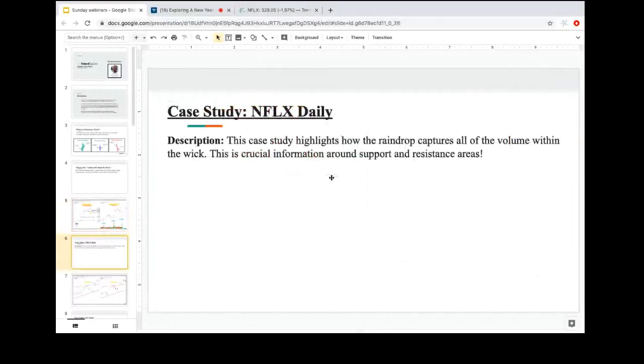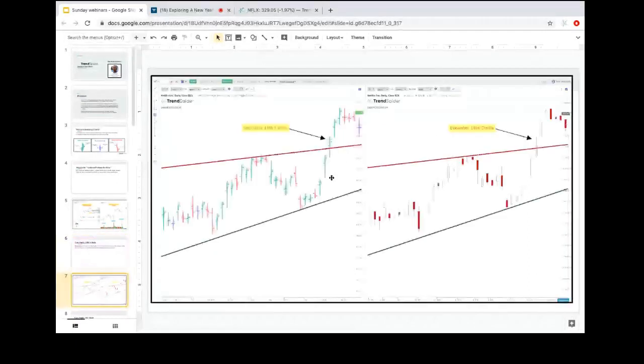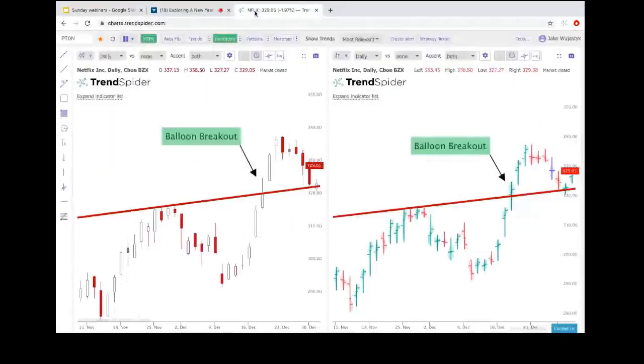The first example I'm going to go over is a Raindrop example for Netflix. The way this is going to work, my first slide is going to be just the case study description, and then we'll go into the image. This case study on Netflix is simply showing how you can visualize volume flowing throughout a specific time period. In this particular case, you can see two different charts, one on the left, one on the right, but they're actually the same chart. And what you can see here is the price action is breaking out through this resistance level. We'll just go to the chart now because we have it up.